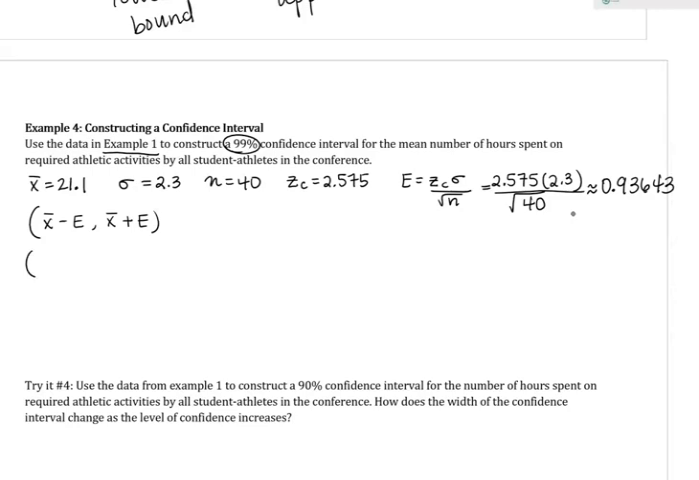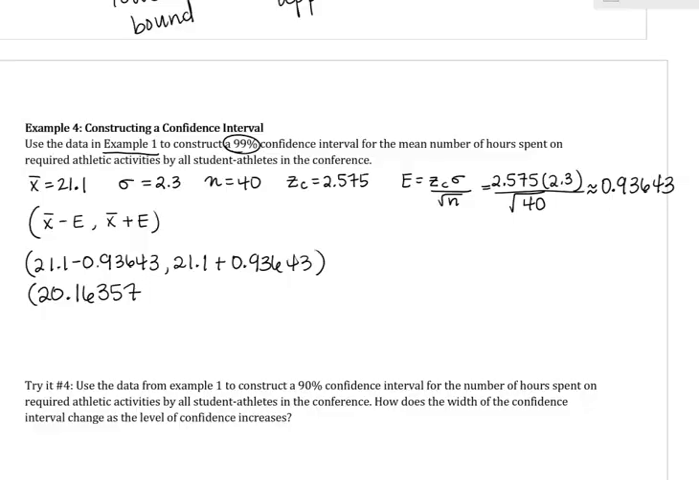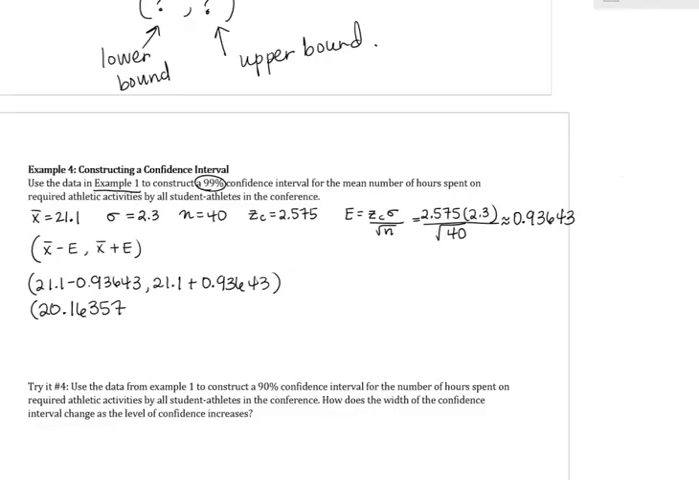Then I'm going to take my sample mean and subtract the error that we just found. And then I'm also going to take my sample mean 21.1 and add the error that we found to find the upper bound for this confidence interval. And then the upper limit I find to be 22.03643.